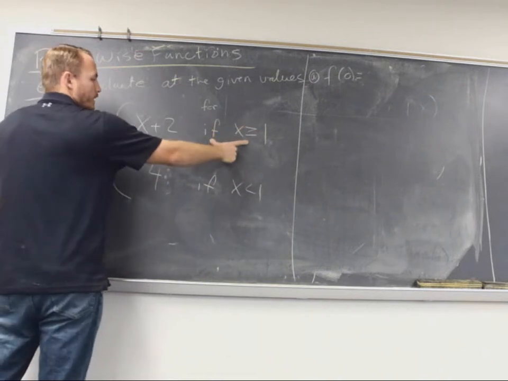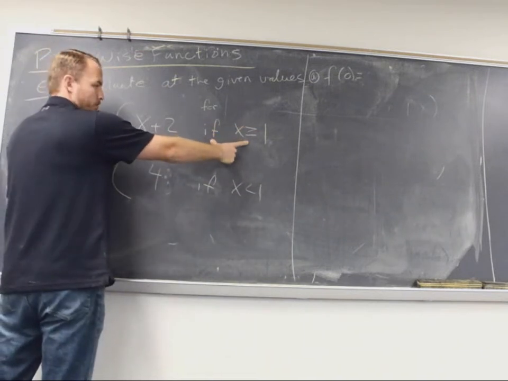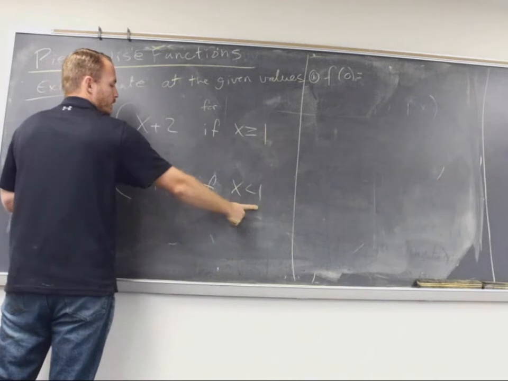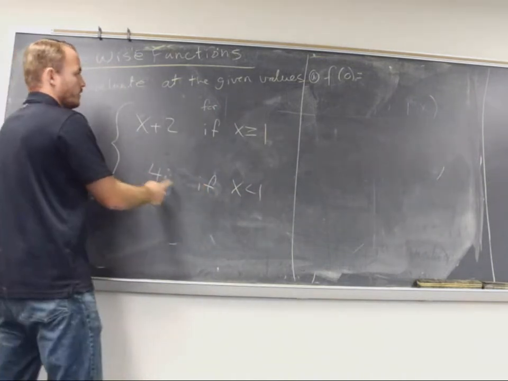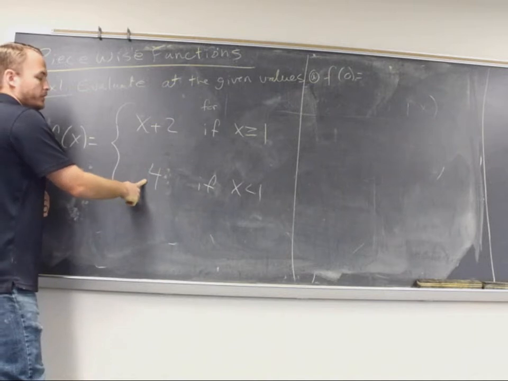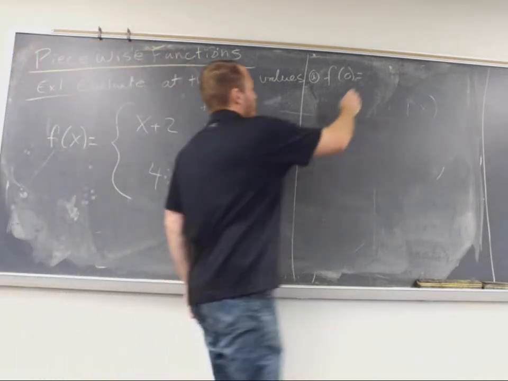Now, is 0 greater than or equal to 1? No. Is 0 less than 1? Yes, it is. So that means I use this function. So I'll plug 0 in here for all x values. So there's none, so the answer is just 4.